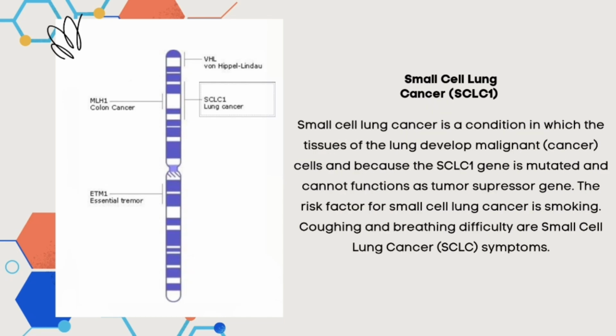Next, small cell lung cancer, SCLC1. Small cell lung cancer is a condition in which the tissues of the lung develop malignant or cancer cells, because the SCLC1 gene is mutated and cannot function as a tumor suppressor gene. The risk factor for small cell lung cancer is smoking. Coughing and breathing difficulty are small cell lung cancer SCLC1 symptoms.